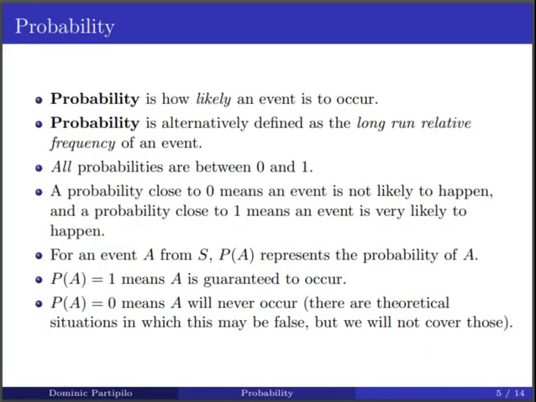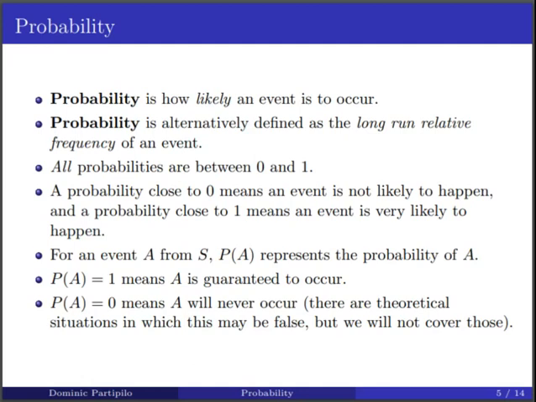Okay, so now it's probably a good time to define probability. Probability is simply how likely an event is to occur. You could also think of probability as the long run relative frequency of an event. And what do I mean by long run relative frequency? Well, for example, what's the probability of getting heads when you flip a coin? It's 0.5. There's a 50% chance of getting heads when you flip the coin.